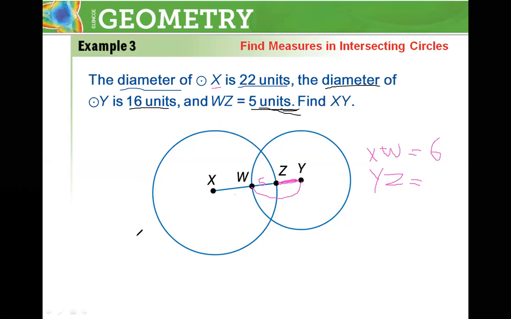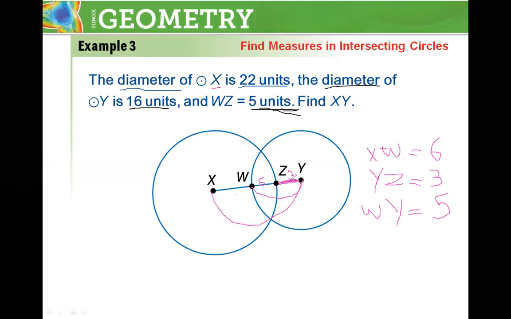Okay, there is no problem. ZY equals 3, so this part is equal to 3. Okay, so now YZ is equal to 3. And the WZ, he gave me the value of WZ, which is 5. So now I need to get XY totally.